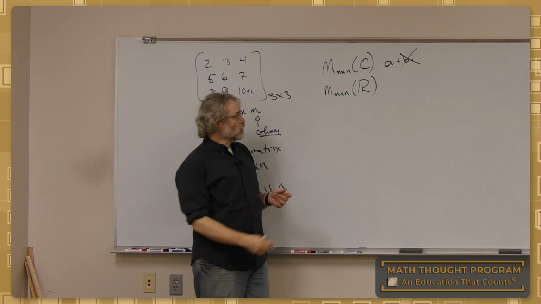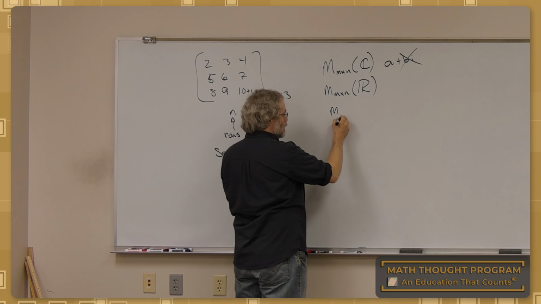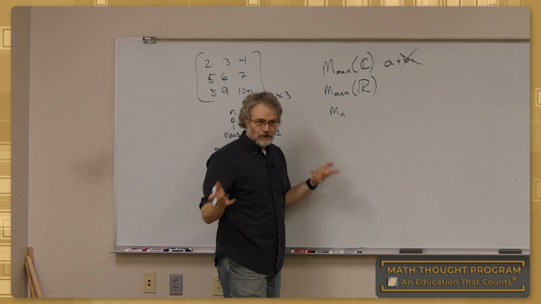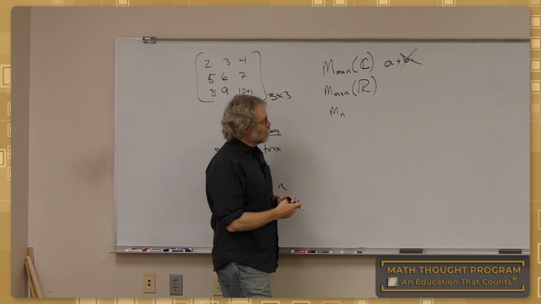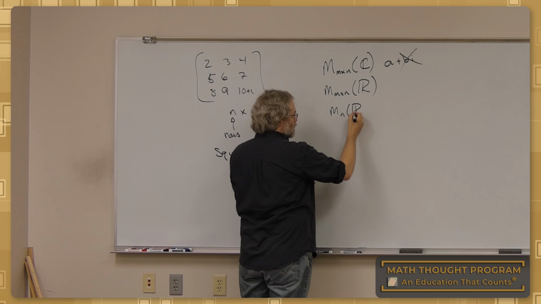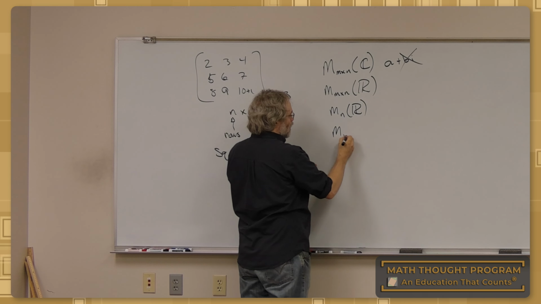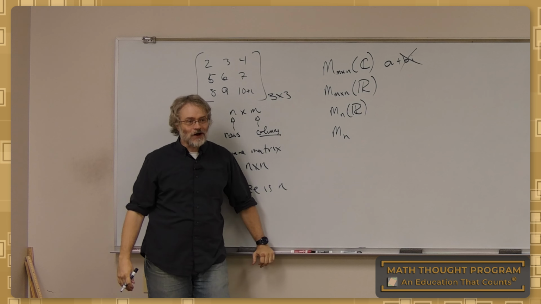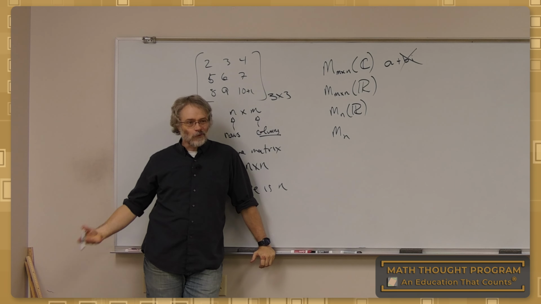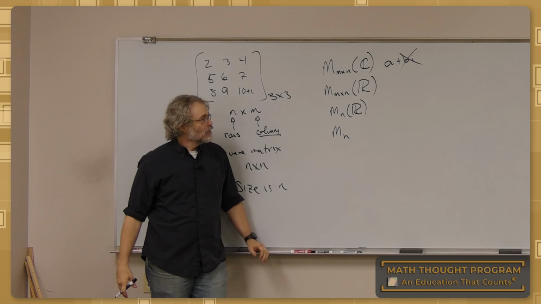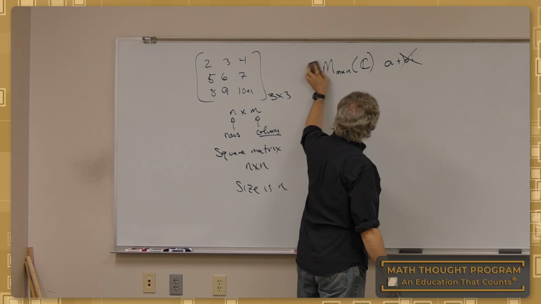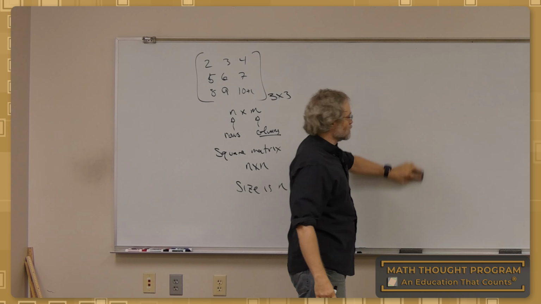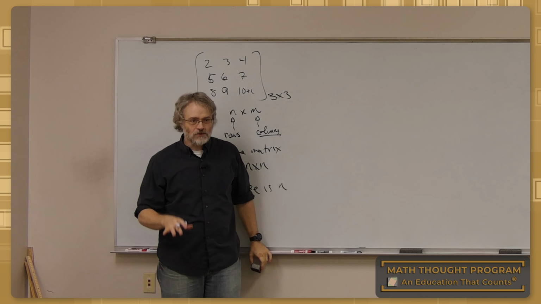Okay, now, also we might just say Mn. That's going to indicate that we are talking about square matrices of size n. I could say this, or I might just leave it off and just know the context of what we're talking about. We're more likely to be talking about real numbers.